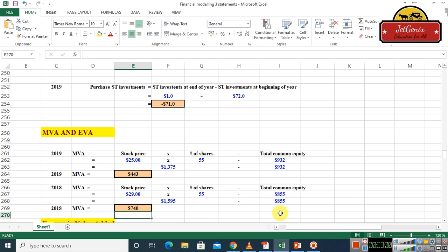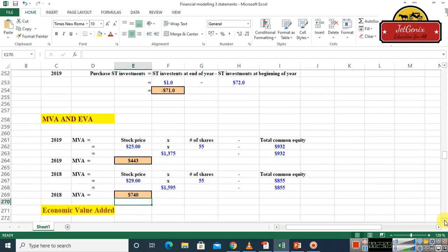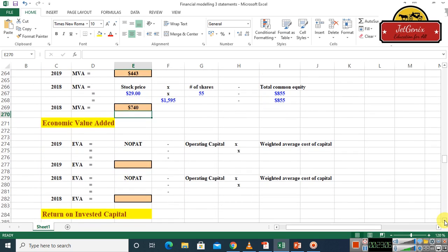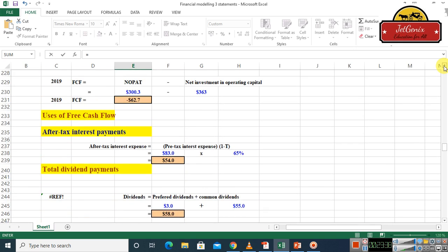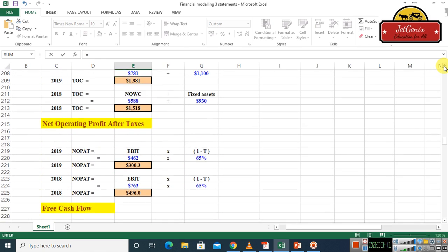So this is the MVA, and let's scroll down. Now we are going to calculate the EVA for this company. We will calculate the EVA for 2019 by selecting the net operating profit after tax minus operating capital multiplied by the weighted average cost of capital. So how are we going to do it? Just press equal and find the net operating profit after tax for 2019, which we calculated just before, and it is somewhere here. Let me find it.